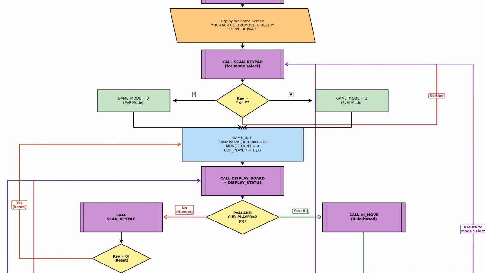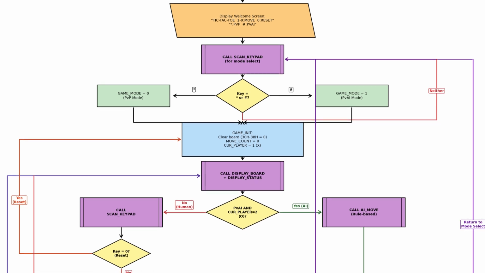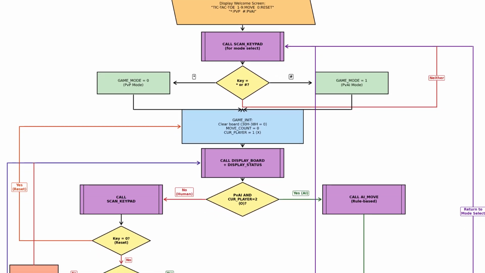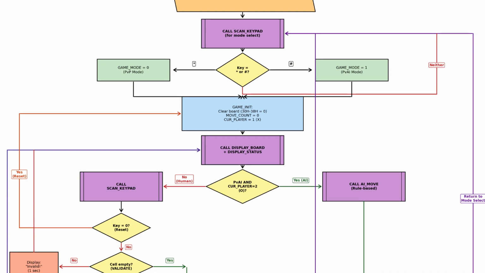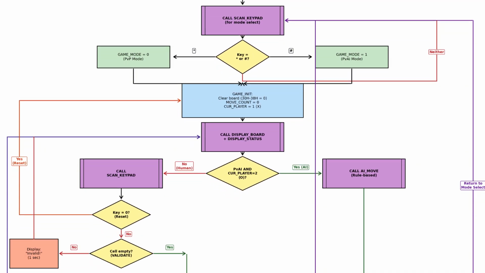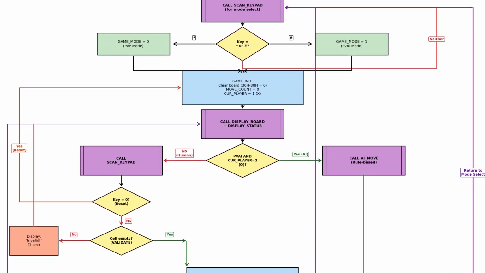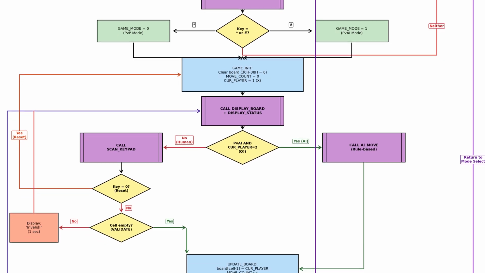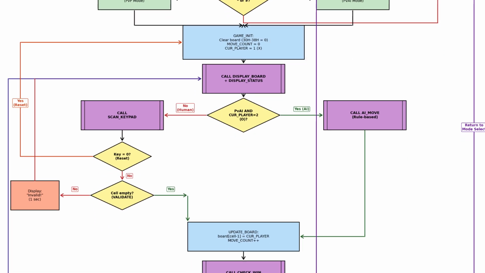Win detection checks all 8 winning combinations stored in a lookup table in code memory: 3 rows, 3 columns, and 2 diagonals. Each entry has 3 board indices. The MOVC instruction retrieves each index from the flash and compares the 3 board cells. If all 3 match a non-empty player value, the player wins.